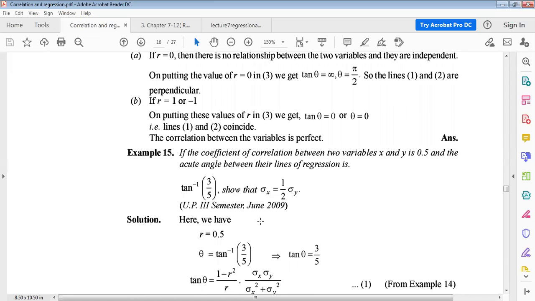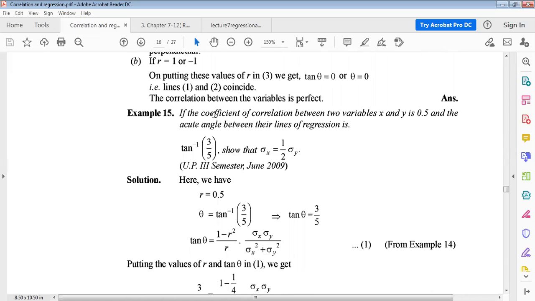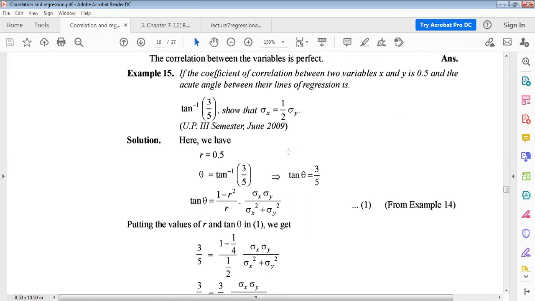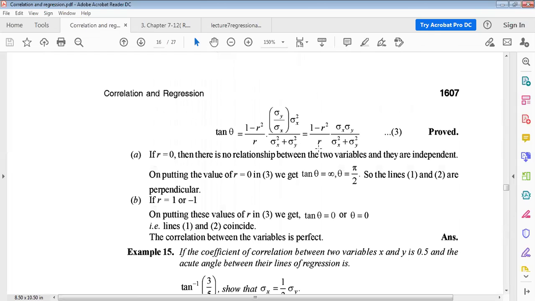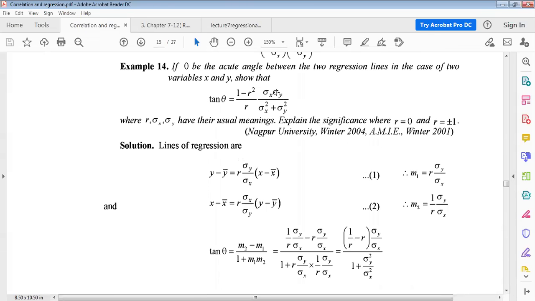This means parallel. If the coefficient of correlation between two variables x and y is 0.5 and the acute angle between their regression lines is tan inverse of 3 by 5, then show that sigma x equals this. Here r is given and theta is also given as 3 by 5. That means tan theta equals 3 by 5. This can be written with an inverse trigonometric function. We know this relationship, and we have proved it.